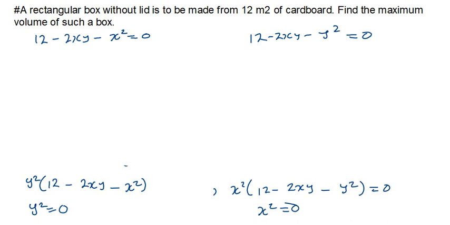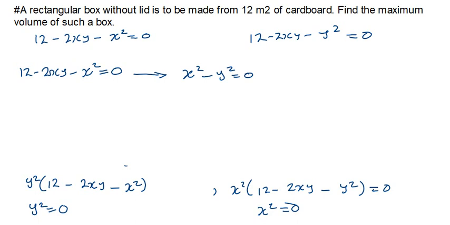So I'll get this function here, okay. It's my 12 minus 2xy minus x squared is equals to 0. So at this point, what I'll do is that I'll say, okay, I can write this as what? This is the same as you saying your x squared minus your y squared being equals to 0. Why am I saying so?